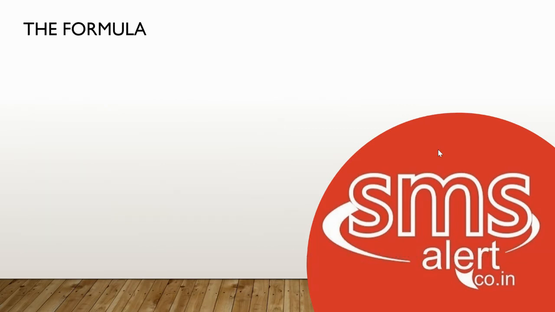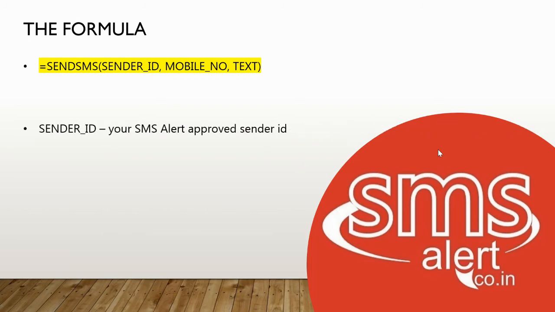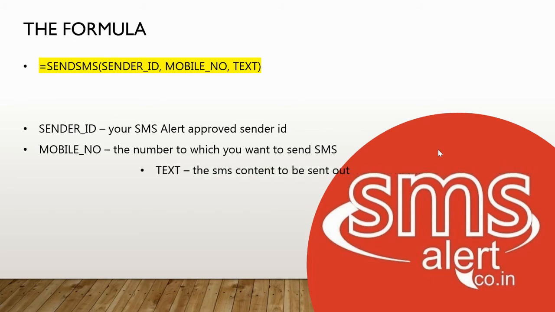So now let's see the formula. To send SMS, you just need to write equal to SEND_SMS. This is the function name. It has three parameters. First is the sender ID. The sender ID is the display name that comes in the message, so you have to use your SMS Alert approved sender ID. Second is the mobile number. It is the number to which you want to send the SMS. Then finally the text, the SMS content that you want to send out.